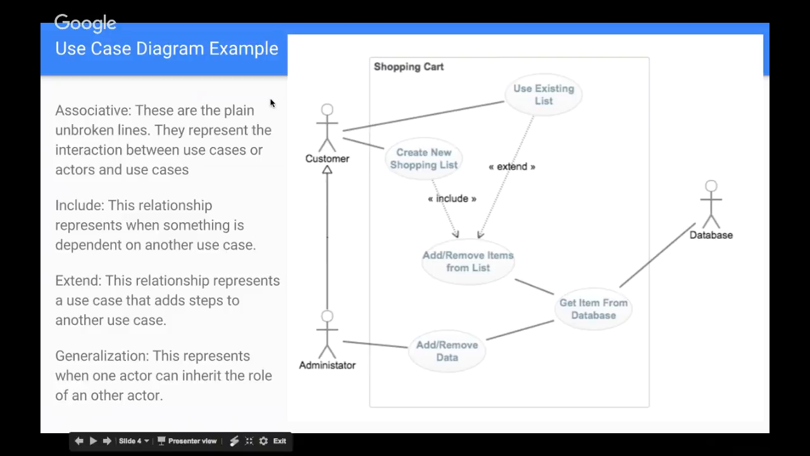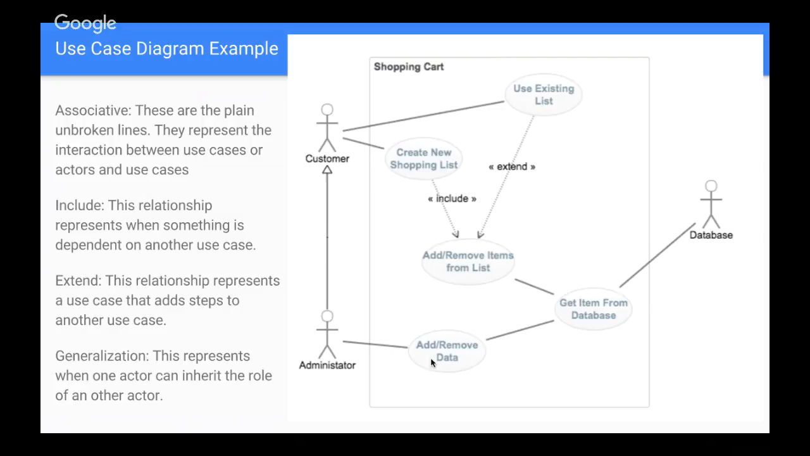On this slide, I wanted to go over the associative lines, the associations between the users, the actors, and the use cases. So the first line I wanted to talk about was this plain black line. It's unbroken. These represent the interaction between actors and use cases, or between use cases. It's just associating with, it just means that the actor can create a new list, or that to add or remove data from the database, you have to get the item. So just how they interact.